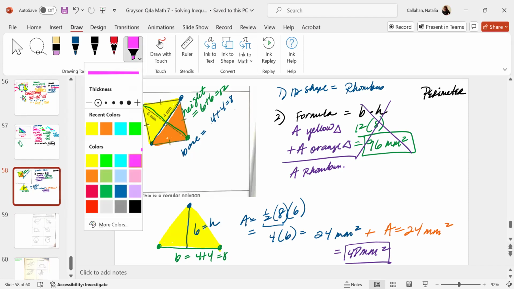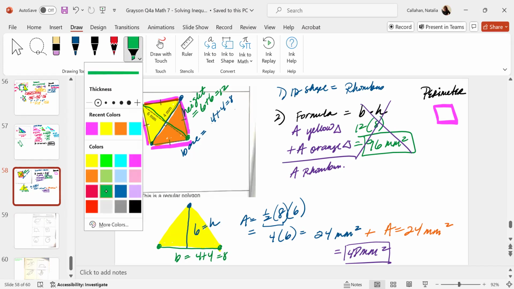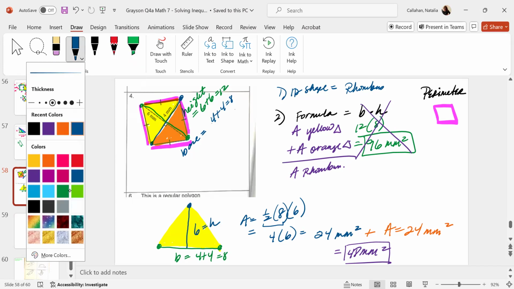Perimeter would be this pink line plus this pink line plus this pink line plus this pink line, right? That's a perimeter. Do I know what the pink line is? Can I figure out what the pink line is? By using what? By using a formula for what? For the finger. You're just kidding me now.